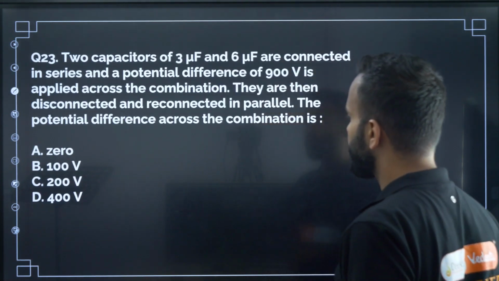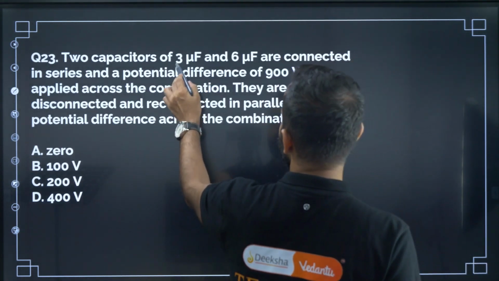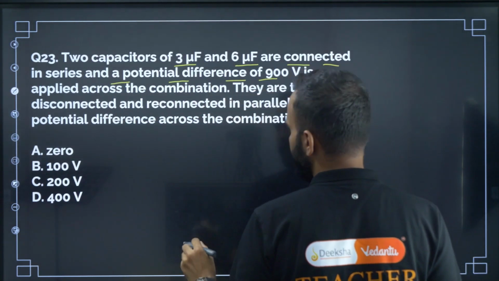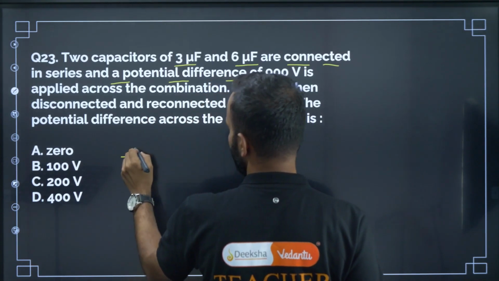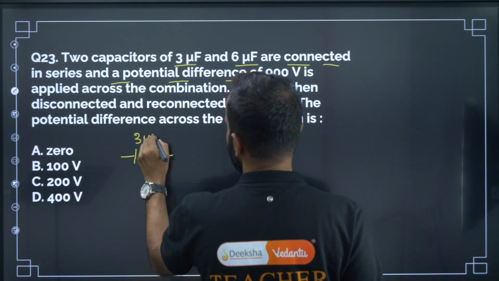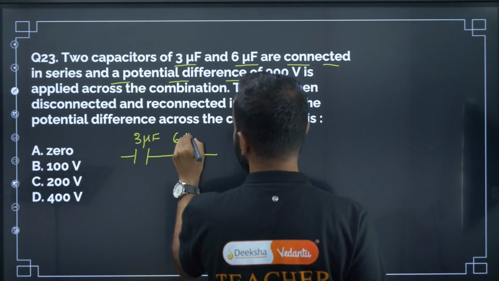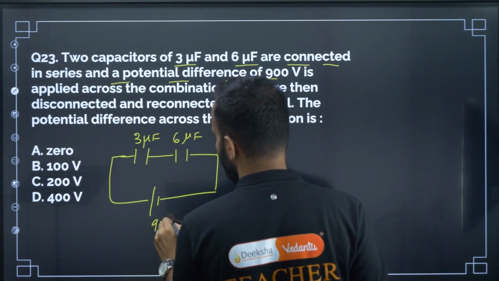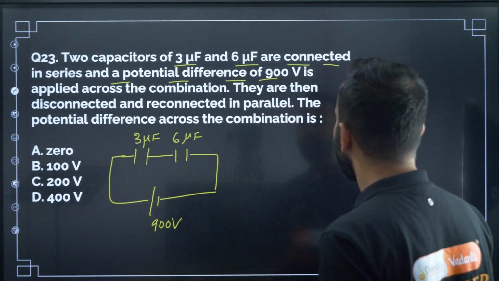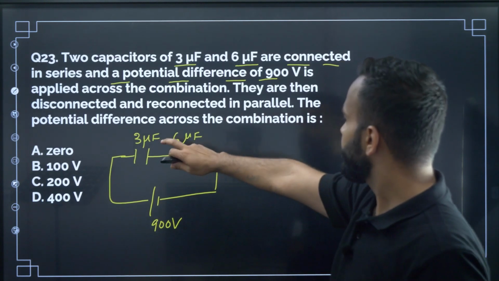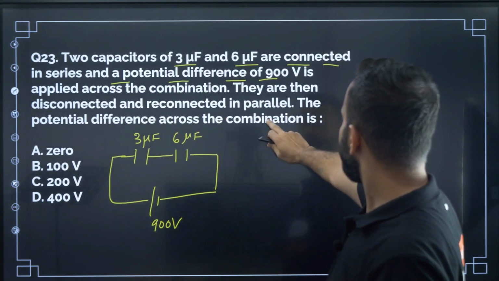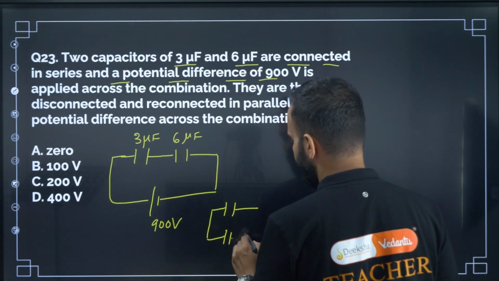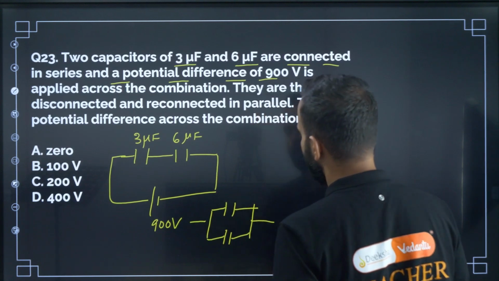Next question, question number 23. Two capacitors of 3 microfarad and 6 microfarad are connected in series and a potential difference of 900 volt is applied across the combination. These two are connected in series. They are then disconnected and connected in parallel.